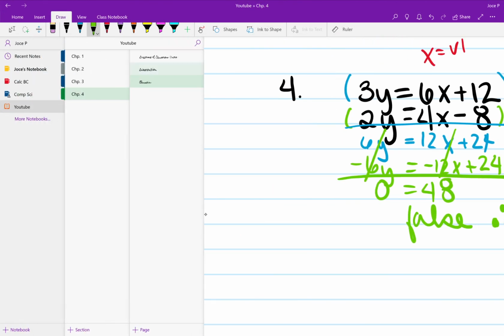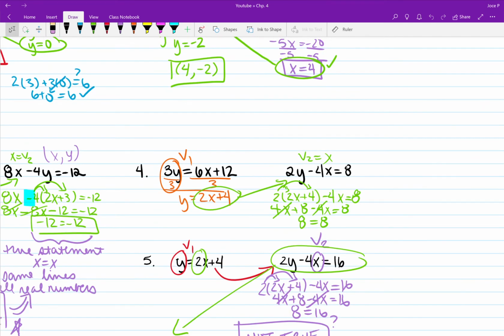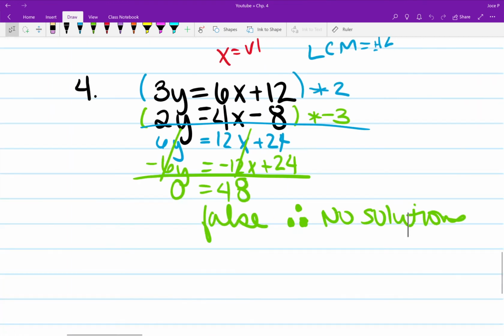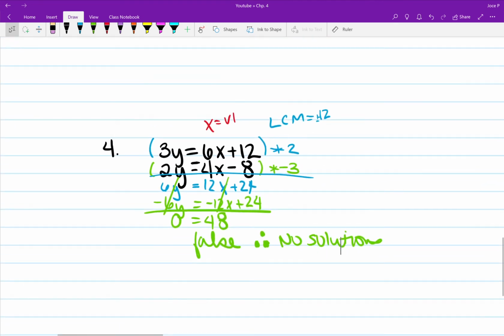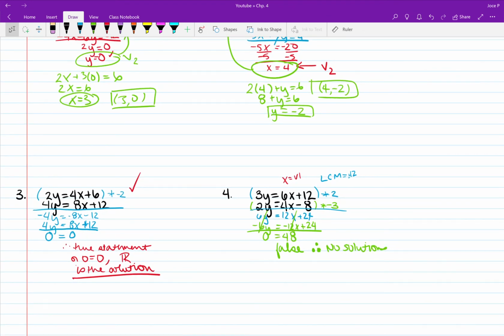So let's look back at our substitution one. Was this the same one as last time, or did I change this one? 2y minus 4x equals 8. Yes, I changed this question a little differently. So the other three were exactly the same ones from substitution, but this one was a little bit different.